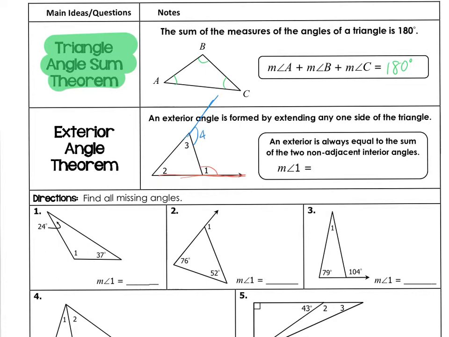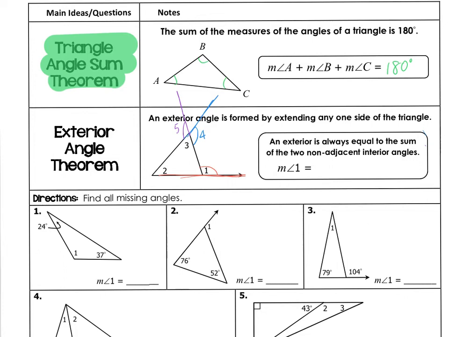And if I use a different color, if I extend another side of a triangle, I can call that angle 4, right? And if I use another color, let me use purple, if I extend one of the sides here, I can call that angle 5. So angle 1, angle 4, and angle 5, they're all exterior angles.